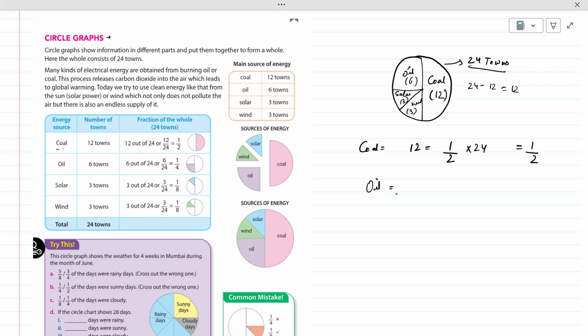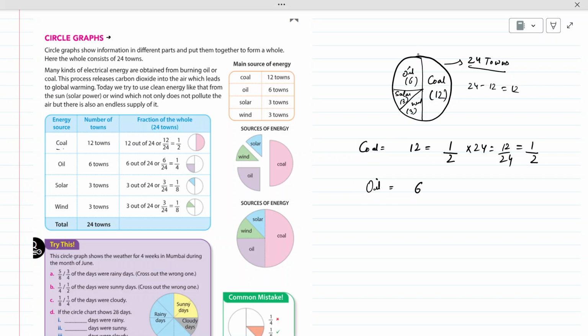So if I say oil was 6. There were 6 towns which were getting oil. Here this was half of whole. Yeah, that's correct. So I have to include one more step here. 12 is half of 24. It was half of 24, or you can also say it was like this, 12 by 24, which is half, right? Next I have oil.